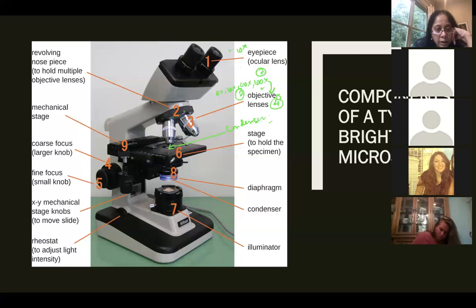Attached to the stage, there are two knobs. By moving these two knobs, you can move the stage either front or back, or right side and left side. This is the stage. On the stage, you can see there is a clip. This is the slide holder. You can fix the slide by using this slide holder on the stage.